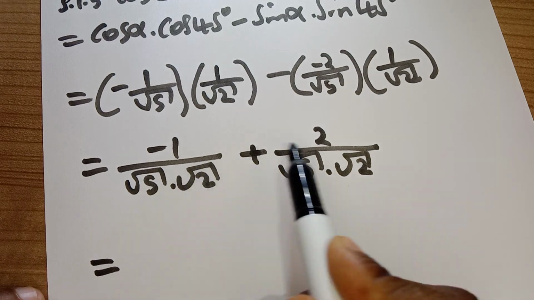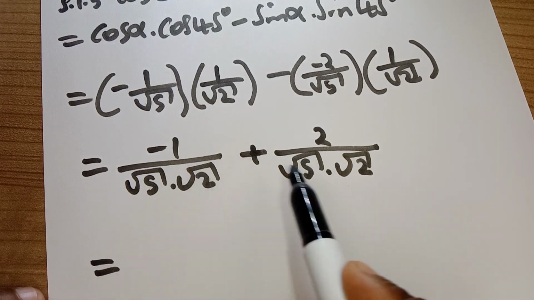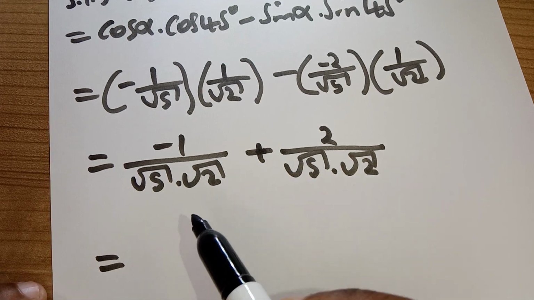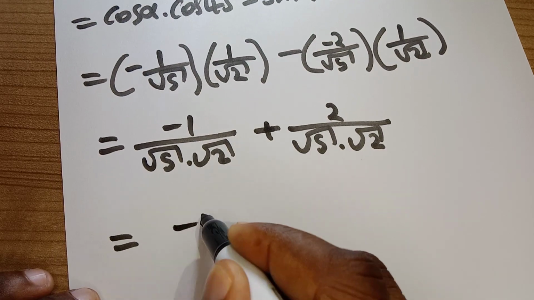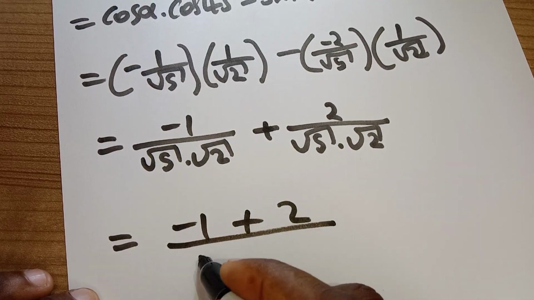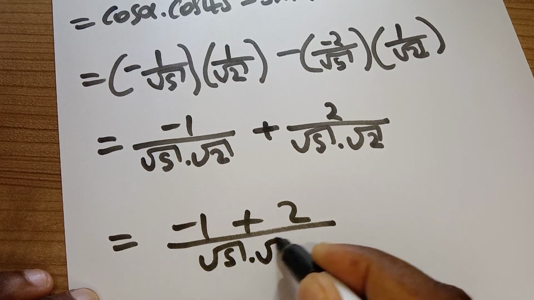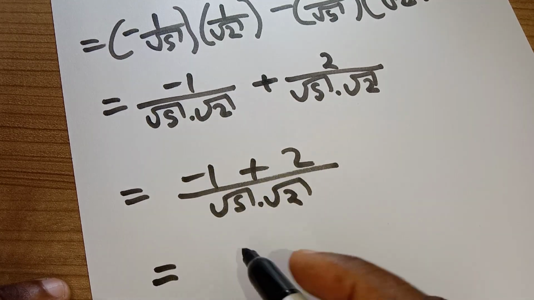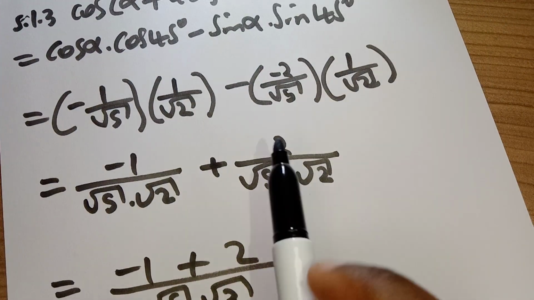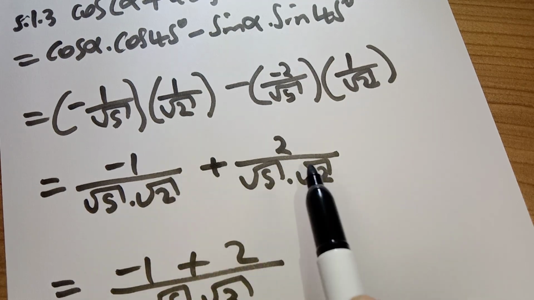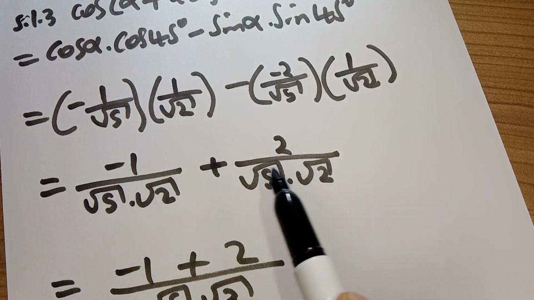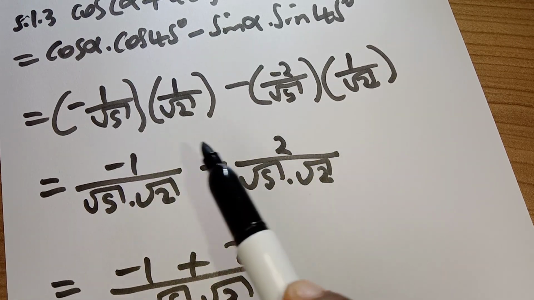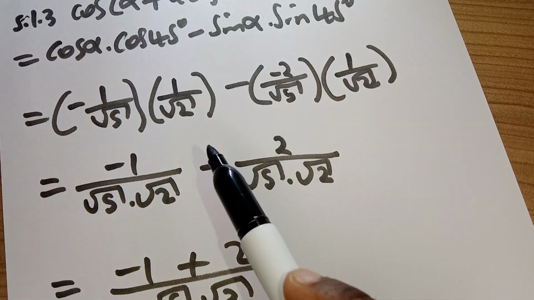Then we are having the same denominators there, so the LCM is not going to stress us. We're just going to have the -1 plus 2, all of them over the square root of 5 multiplying the square root of 2. Then -1 plus 2 is going to give us 1. Here you need to know about the LCM. In this case, we're just having the same LCM, you don't have to stress. That's why I just took these values right away like this.